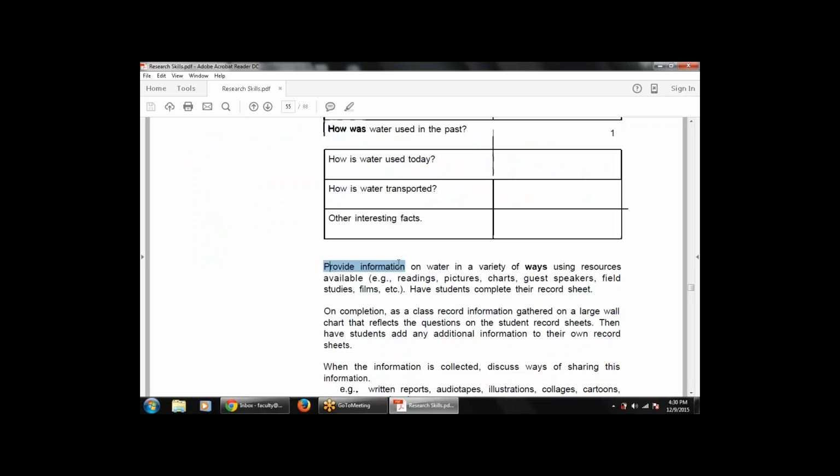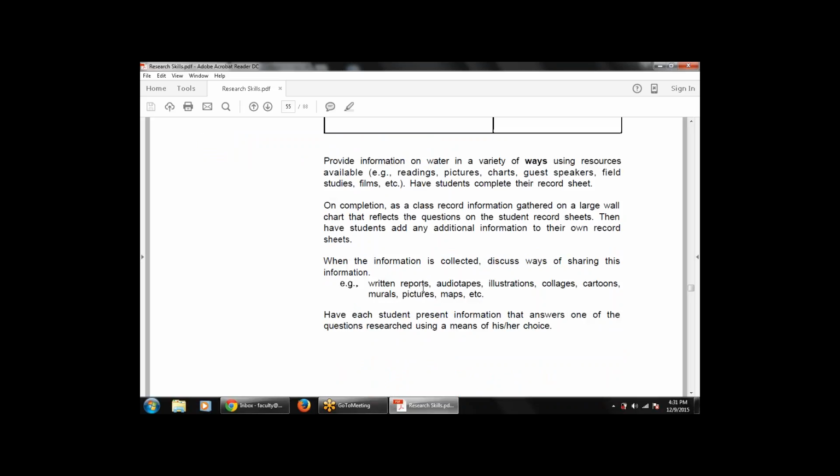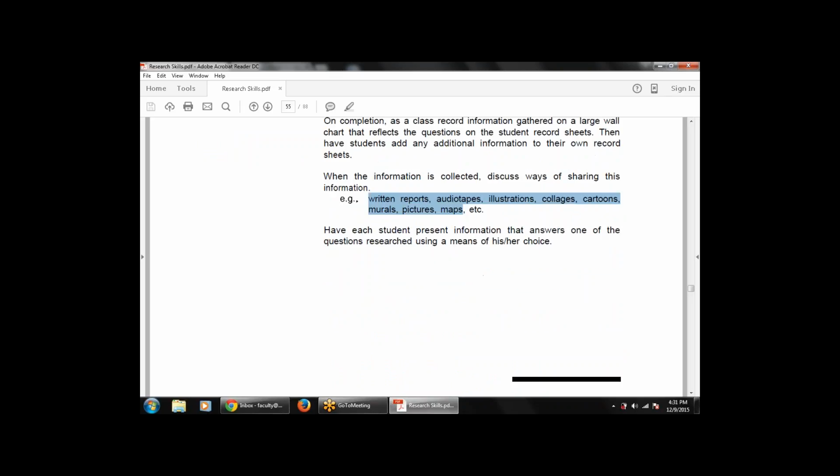Then next, they provide the information on water in a variety of ways using the resources available, for example readings, pictures, charts, graphs, guest lectures, speakers, field trips, films, etc. On completion of this work, the class records the information gathered on a large wall chart that reflects the questions on the student record sheet. When the information is collected, discuss ways of sharing this information. There are multiple methods by which we can share the information.